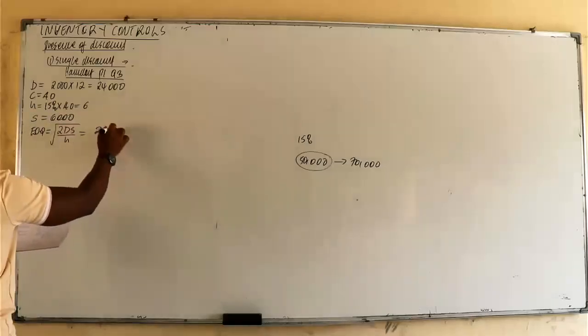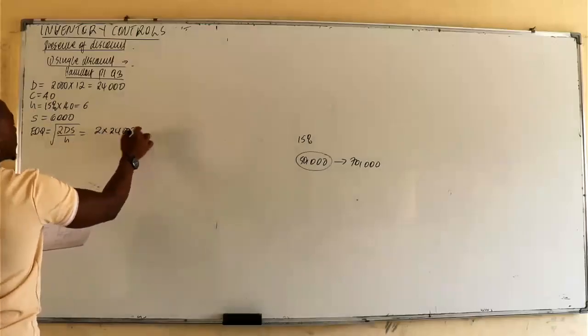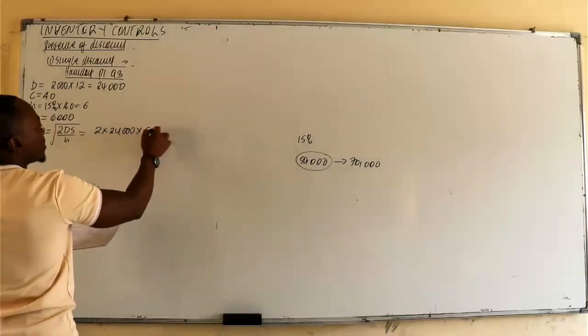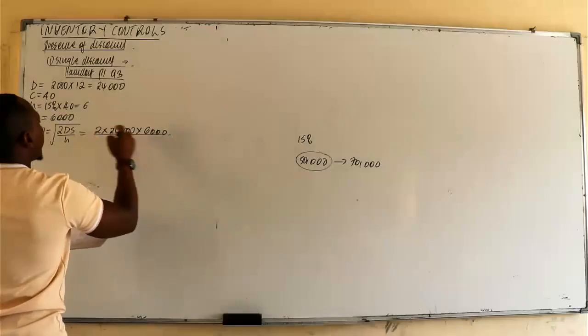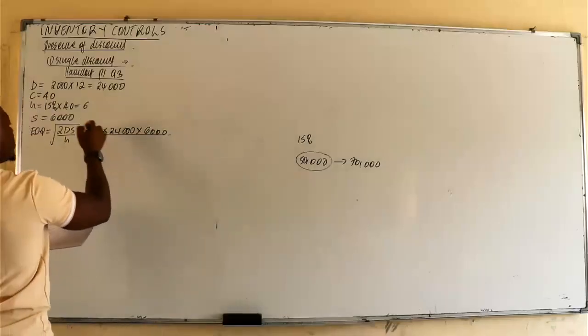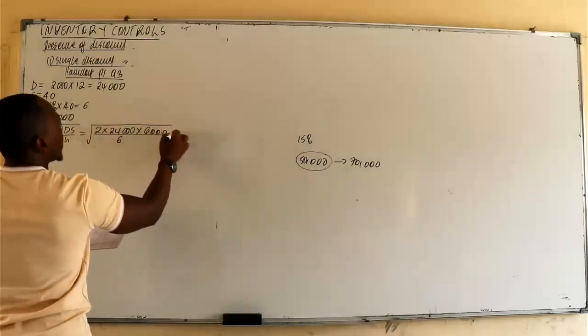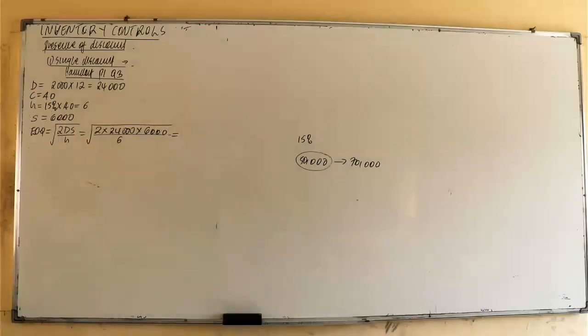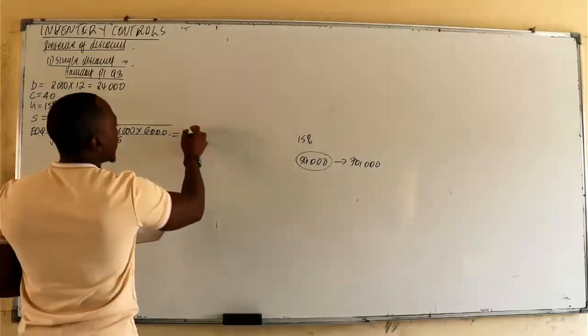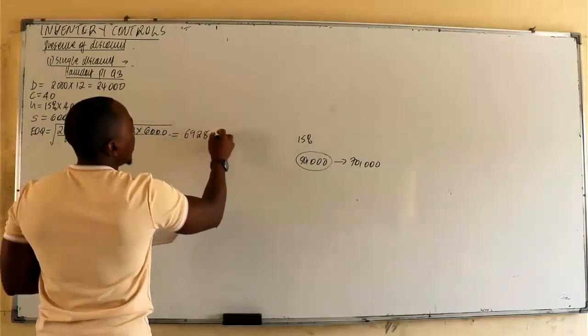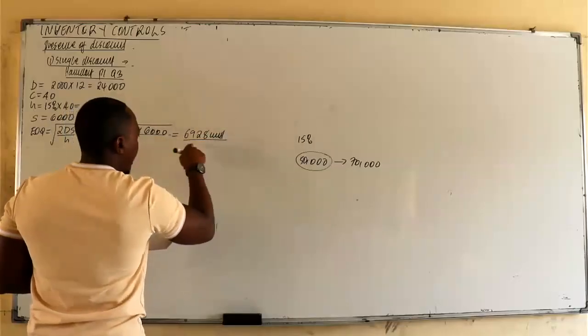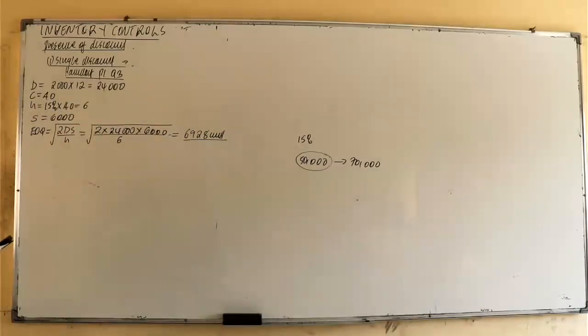D is the annual demand, which is 24,000. S is the fixed ordering cost, which is 6,000. You divide by H. H is the holding cost, which is 6. Then you get the square root. So how much is our current economic order quantity? 6928 units. So the current optimal order level is 6928.